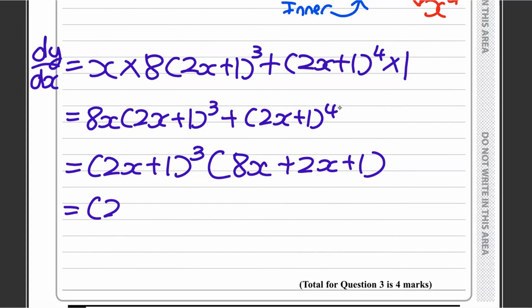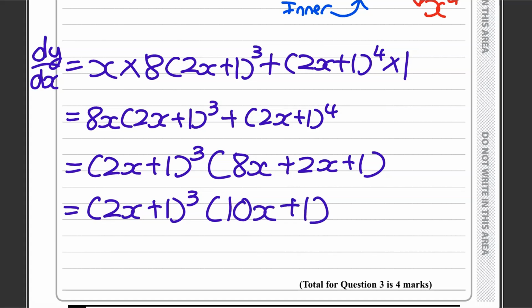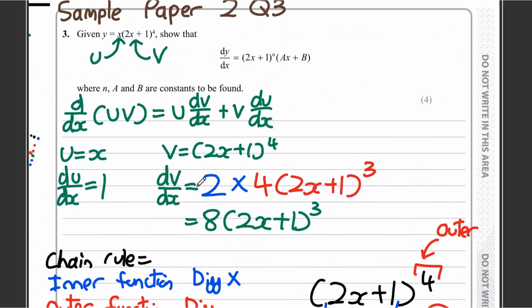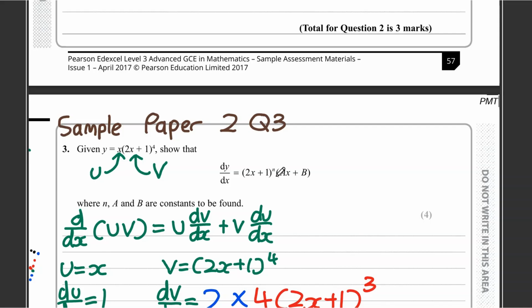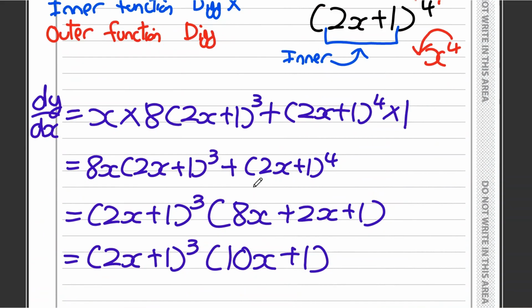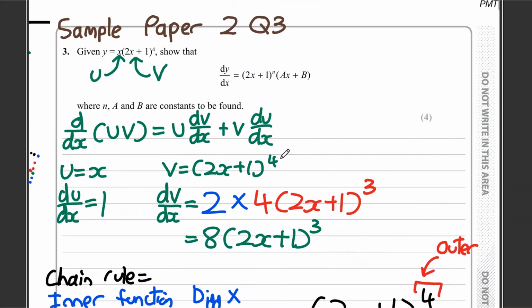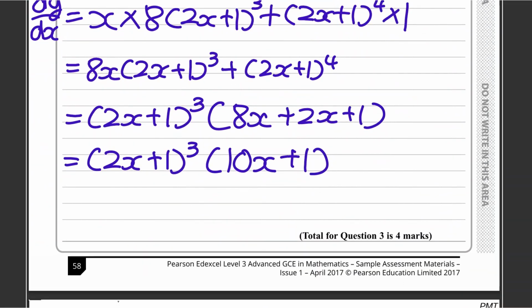Then this is equal to (2x plus 1) to the power of 3, and then we have 8x plus 2x, which is 10x, and then plus 1 like this here, and this is in this format here where n is 3, a is 10, and b is 1, and this here is the final answer.